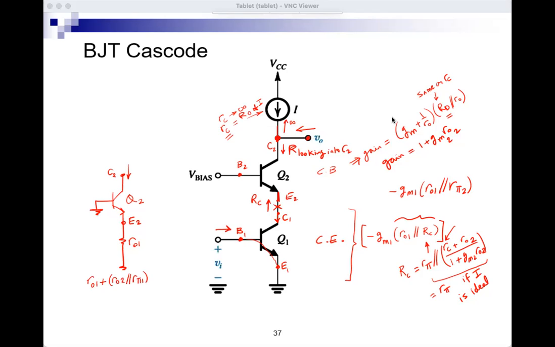Actually in the formula sheet, Q1 is above Q2. So Ro2 plus (Ro1 parallel R pi 2) plus Gm2 (Ro1 parallel R pi 2) Ro2. So we have a formula for this, and that's the formula. This is what we get. This is the output resistance of the BJT cascode.